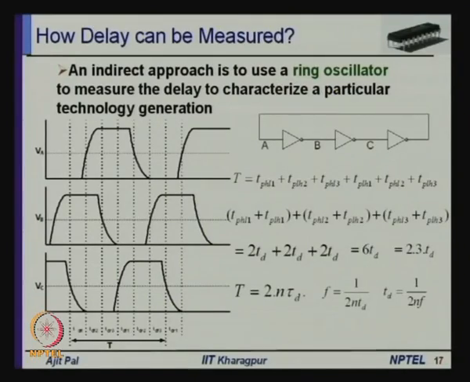So, to measure the delay time, we use a ring oscillator having a large number of stages, maybe 101 or 151 or so. That is how, whenever a new generation technology is introduced, its delay time is measured to characterize the new generation technology. Okay. So we have seen how delay can be measured.